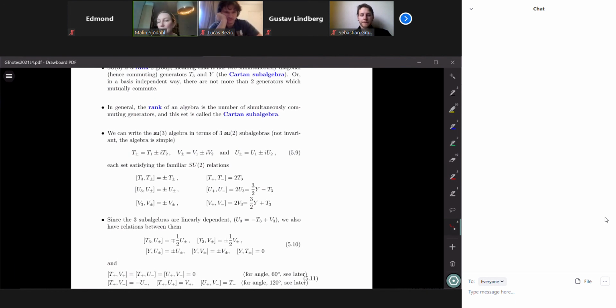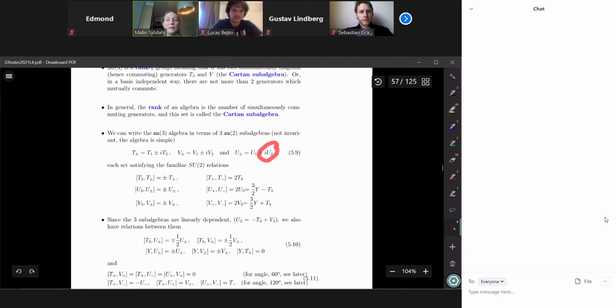So we do what we did for SU(2), and we define raising and lowering operators. So we have T± being T1 ± iT2. We have V± being V1 ± iV2, and we have U± being U1 ± iU2. Then, of course, by construction, by the shape of the matrices, if we consider only this block here, this is exactly 3 copies of SU(2).